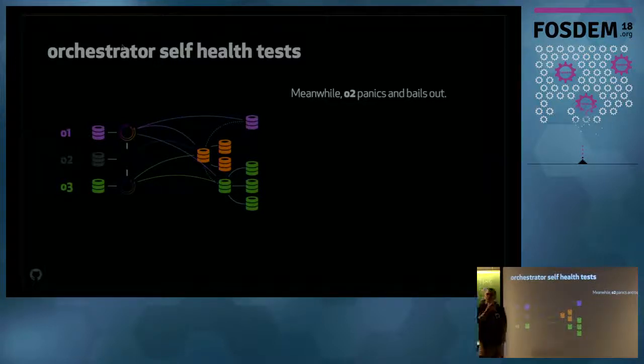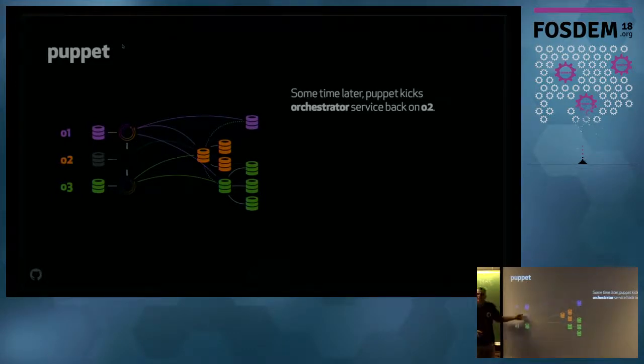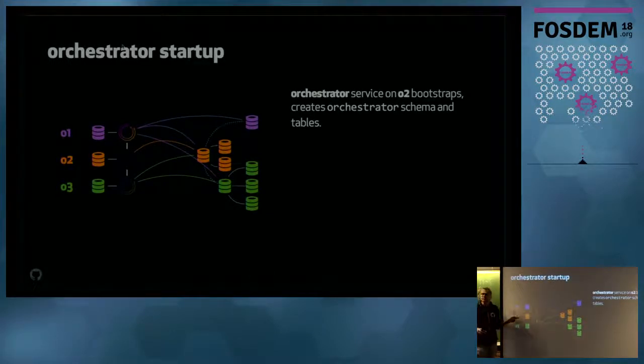A few minutes later, Puppet kicks in. Puppet's job on this box is to make sure the orchestrator service is up and running. It kicks the service up. The service begins. It says, oh, I don't have a backend database. Let's create a new database. Let's create the tables. All right, now I'm up.